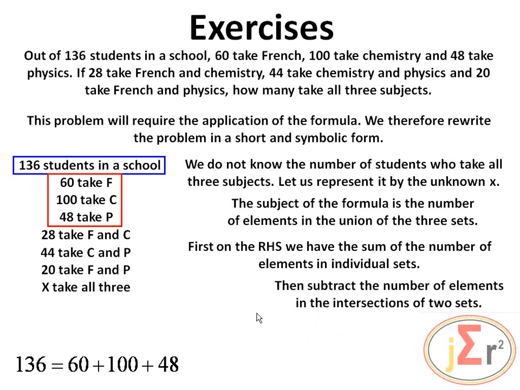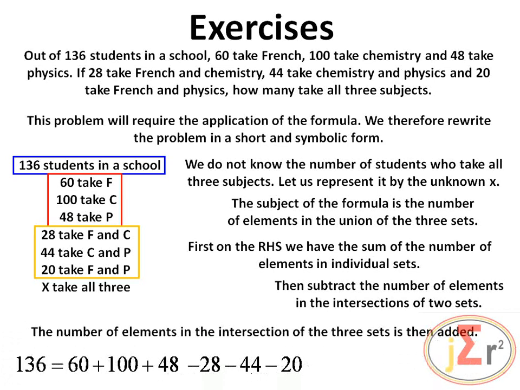Then we subtract the number of elements in the intersections of the two sets. So we have those who take French and chemistry, chemistry and physics, physics and French. We subtract those on the right hand side as dictated by the formula, and then of course the number of elements in the intersection of the three sets, which is the unknown, is also added. So remember the pattern that we have developed? Taking them one at a time, we add. Taking them two at a time, we subtract. Taking them three at a time, we add again.